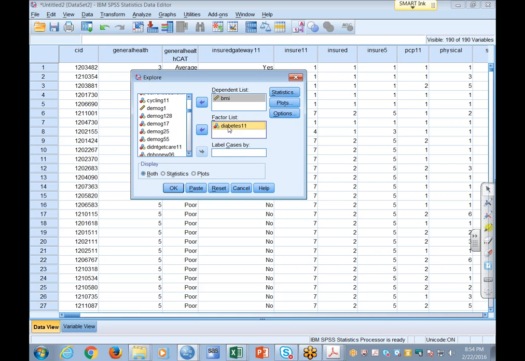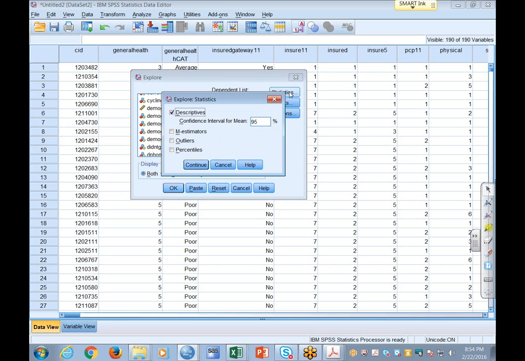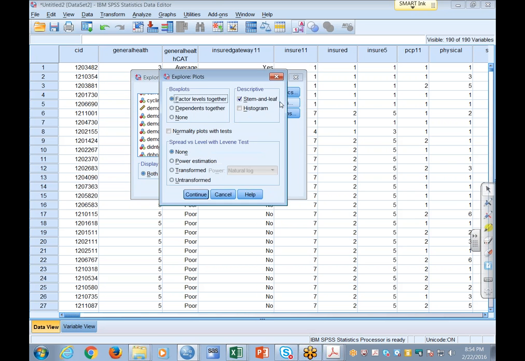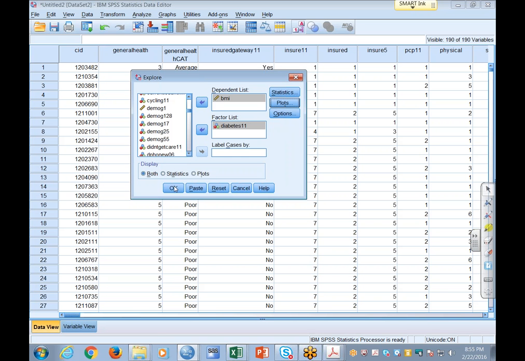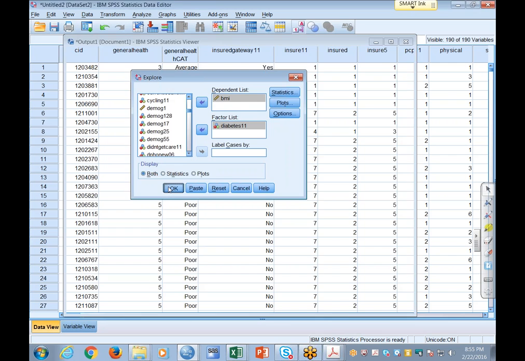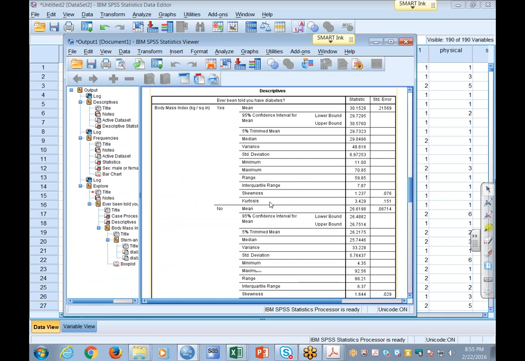And what it's going to do is take the values for a person who has diabetes and for a person who doesn't have diabetes, assuming that's what that is, and calculate the average BMI and all these other statistics for the two groups separately, rather than the whole population as one group. I'm going to go into statistics, that's already set up. I'm going to go into plots, ask it to do a histogram for me also. So let's see all the stuff it'll give me. Okay, wow, look at this now.